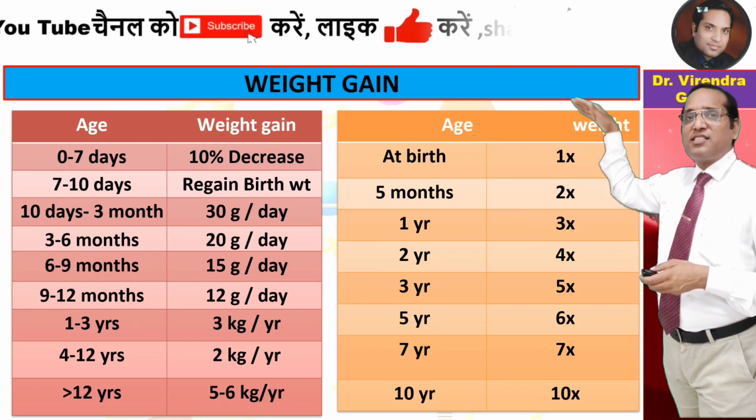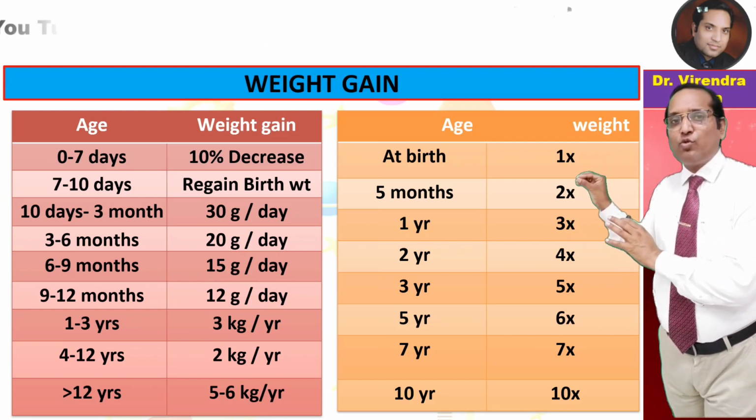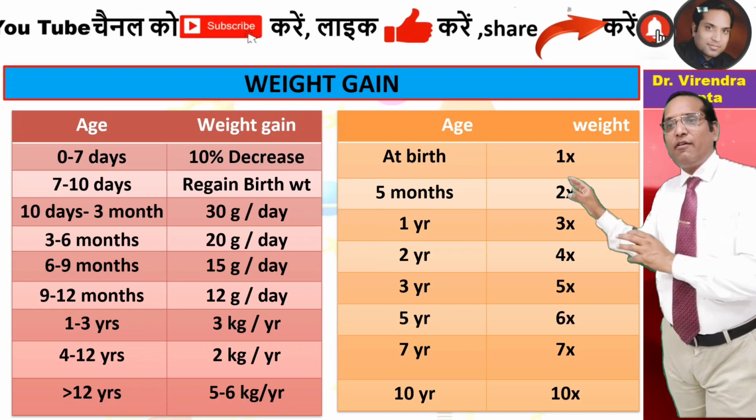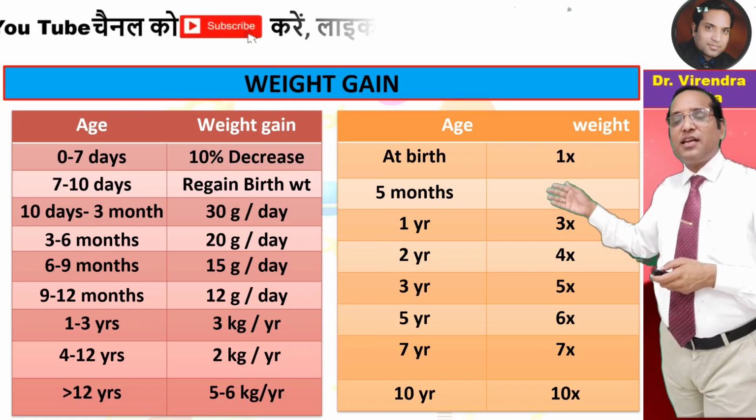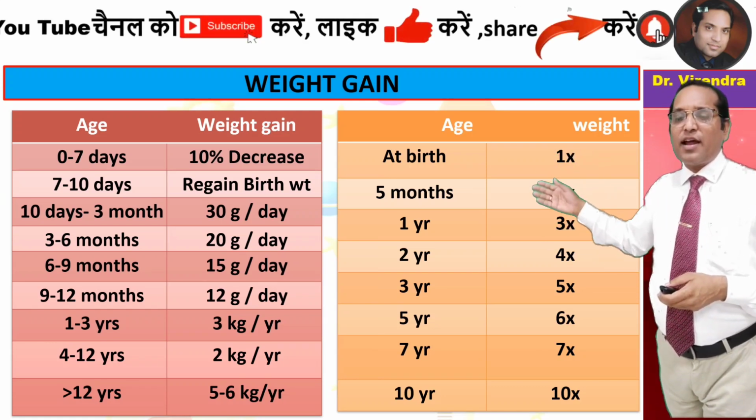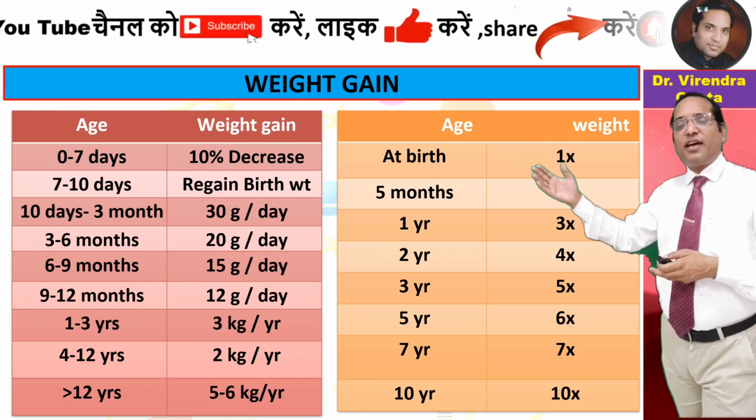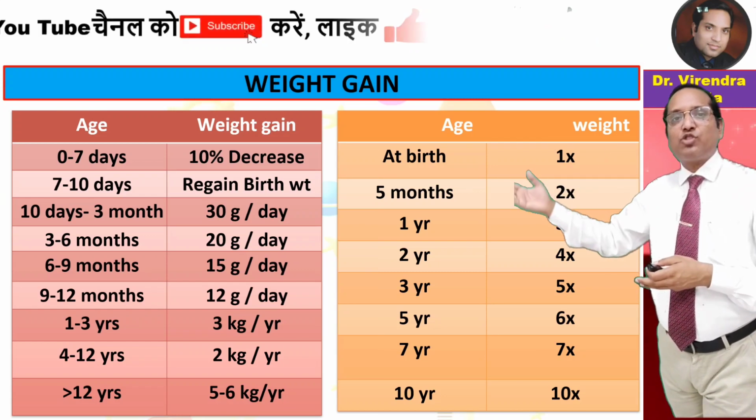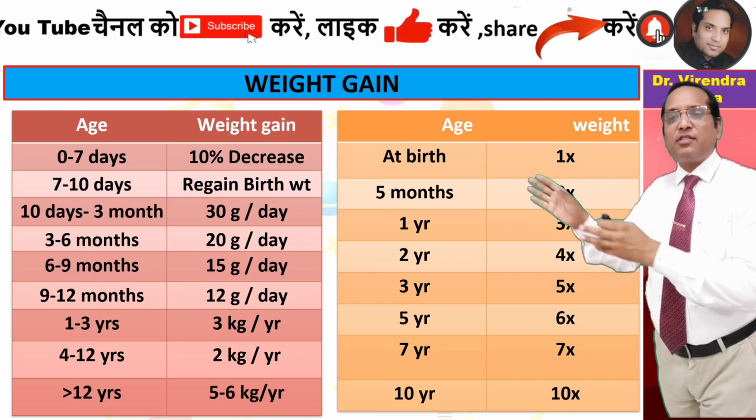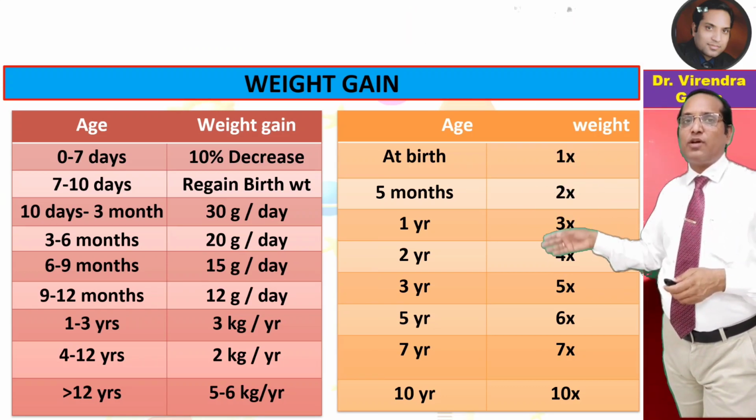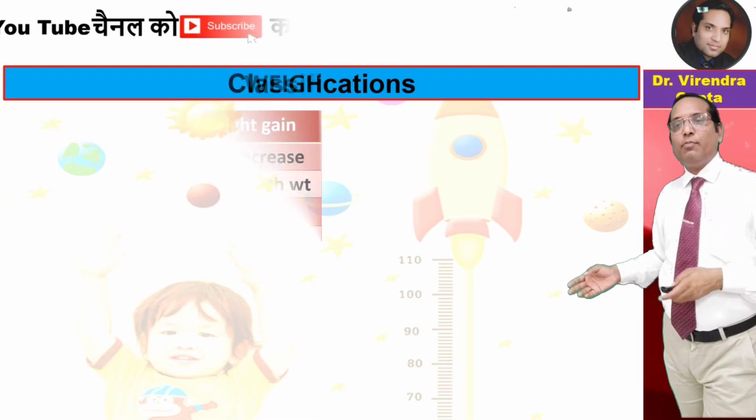So weight gain follows a sigmoid pattern, and birth weight is 2.5 to 3.7 kg, which is normal. It doubles the birth weight at 5 months of age, triples at 1 year, and quadruples at 2 years. At 3 years it is 5 times the birth weight, at 7 years around 7 times, and at 10 years it is 10 times the birth weight, which may be around 28 to 35 kg.